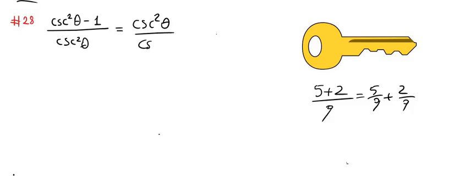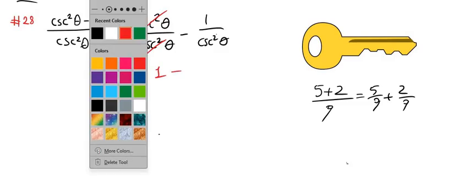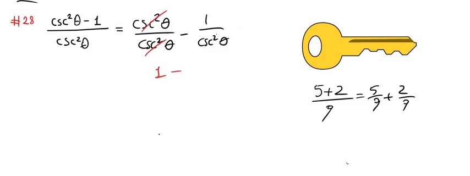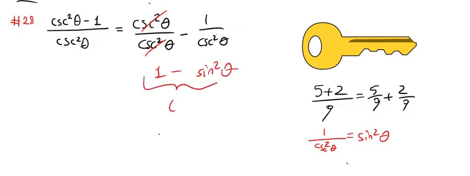Cosecant squared theta over cosecant squared theta minus 1 over cosecant squared theta. Cosecant squared theta divided by cosecant squared theta is 1. And 1 over cosecant squared theta is sine squared theta by the reciprocal identities. So I have 1 minus sine squared theta here. And we know that 1 minus sine squared theta is cosine squared theta by the Pythagorean identity. So this is our final answer.